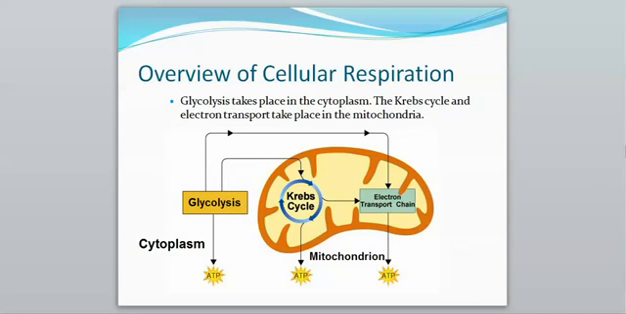Here is a quick overview of cellular respiration to wrap this video up. Glycolysis takes place in the cytoplasm, so you can see in this picture that glycolysis is taking place outside, whereas the Krebs cycle and electron transport chain take place in the mitochondria. Remember, we said the mitochondria was the powerhouse of the cell, and we're going to get into exactly why we call it that.